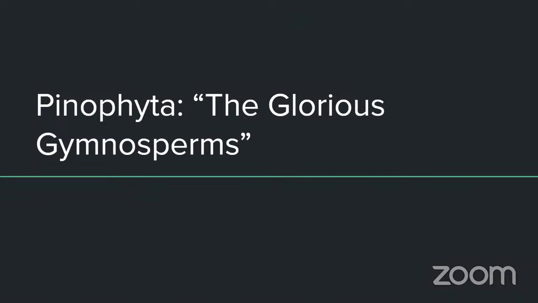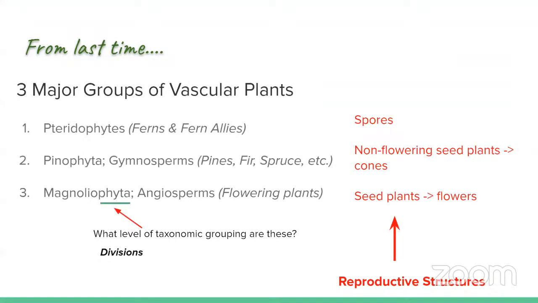Okay, so let's get going on our next group of plants. This week we're going to be looking at the gymnosperms. Okay, so a recap of where we are. From last time, we saw that we had three major groups of vascular plants.